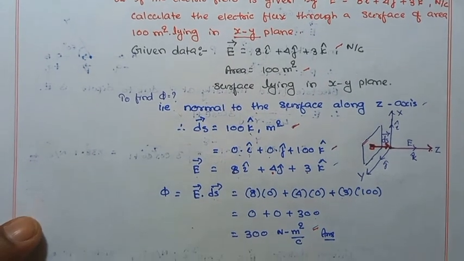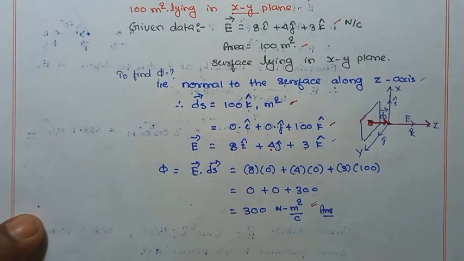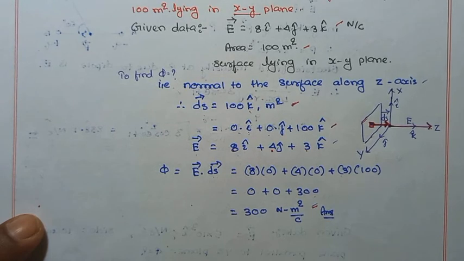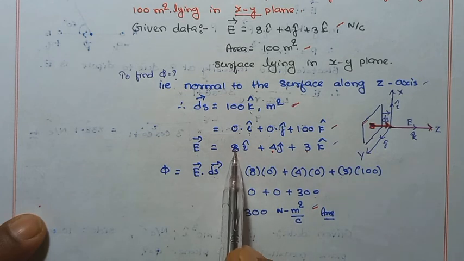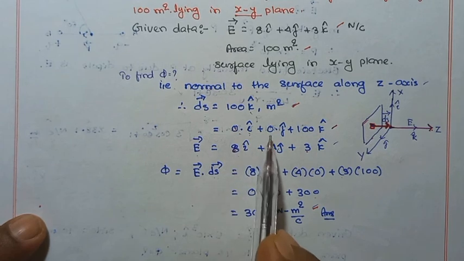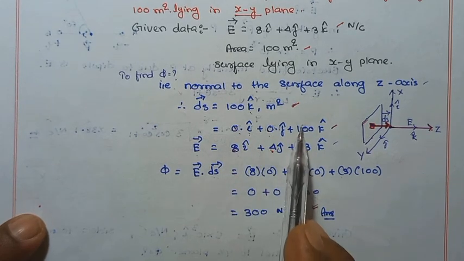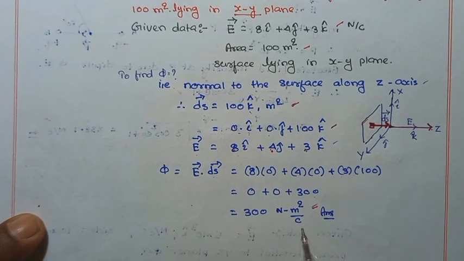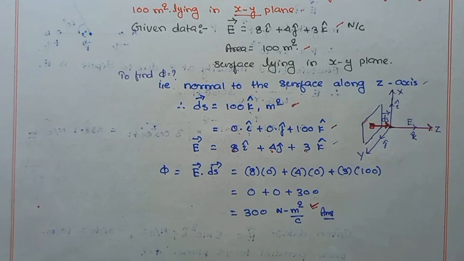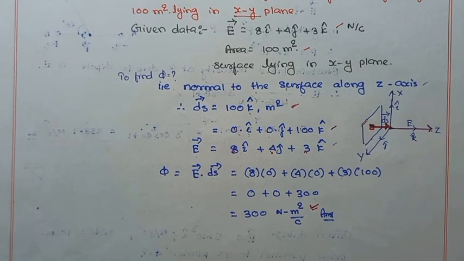Now electric flux phi is equal to E vector dot ds vector, that is the dot product of these two vectors, that is a1 a2 plus b1 b2 plus c1 c2, that is 8 into 0 plus 4 into 0 plus 3 into 100. After solving, we will get 300 Newton meter square per coulomb. Okay.